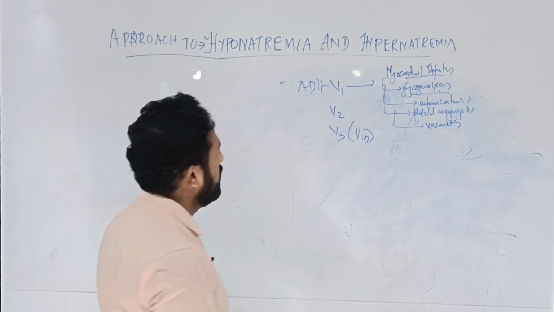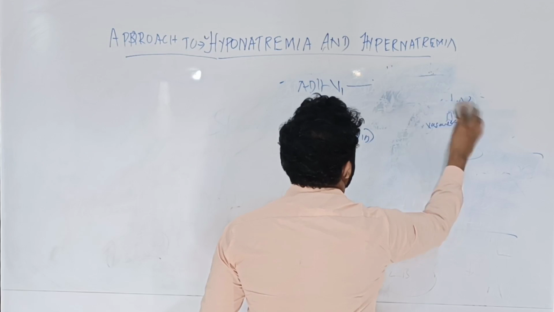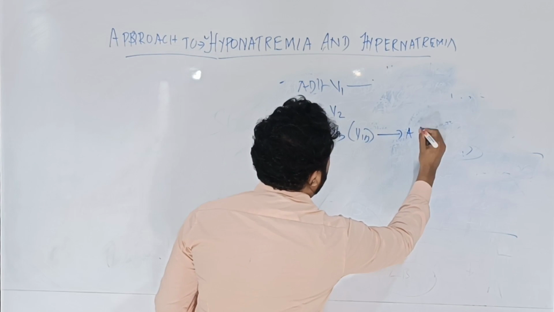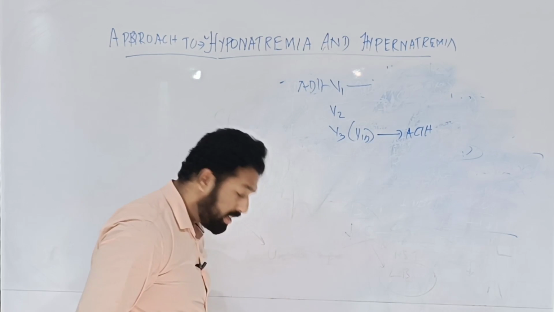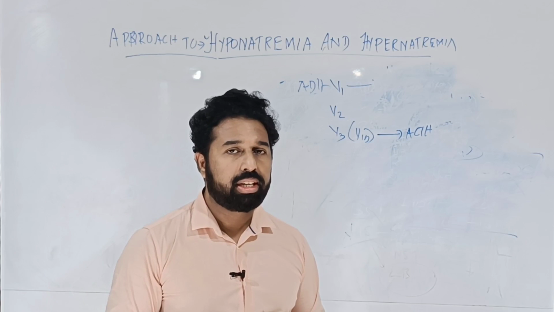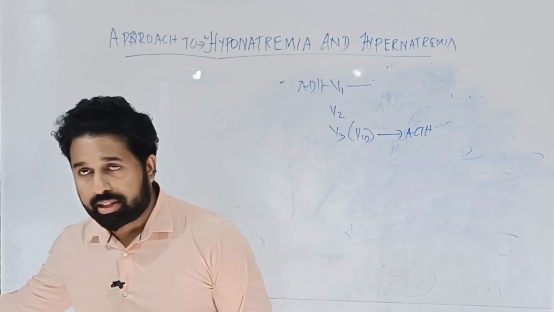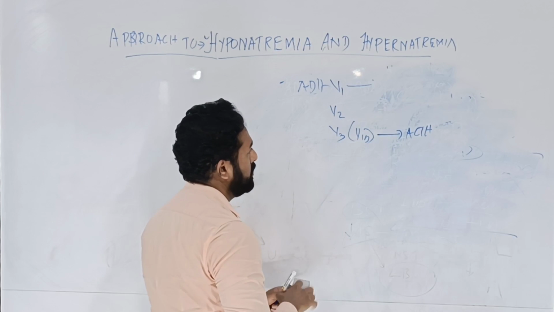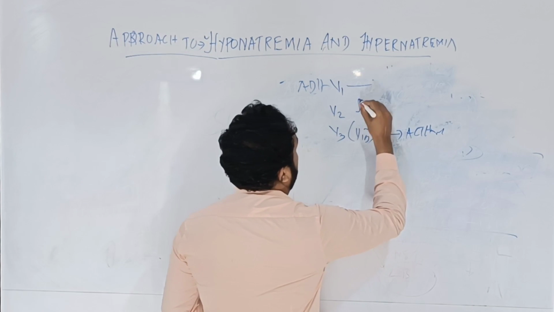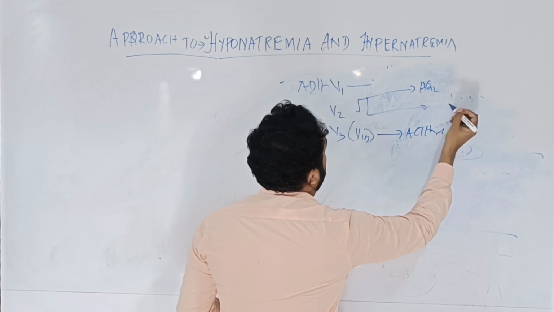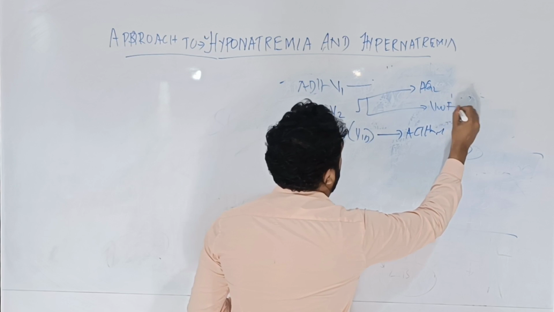vasopressin is used to constrict blood vessels. What about the action on the V3 or V1B receptors? It stimulates ACTH release from the anterior pituitary, which acts on the adrenal glands. And what about V2? V2 has two actions. One is aquaporin 2, and the second action is von Willebrand factor activation.